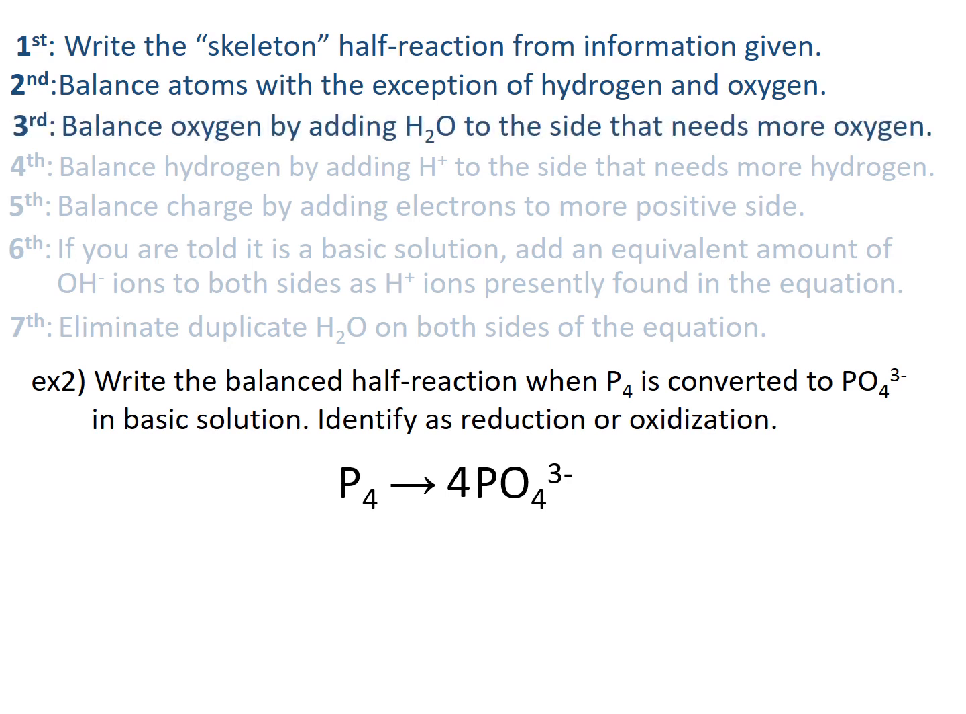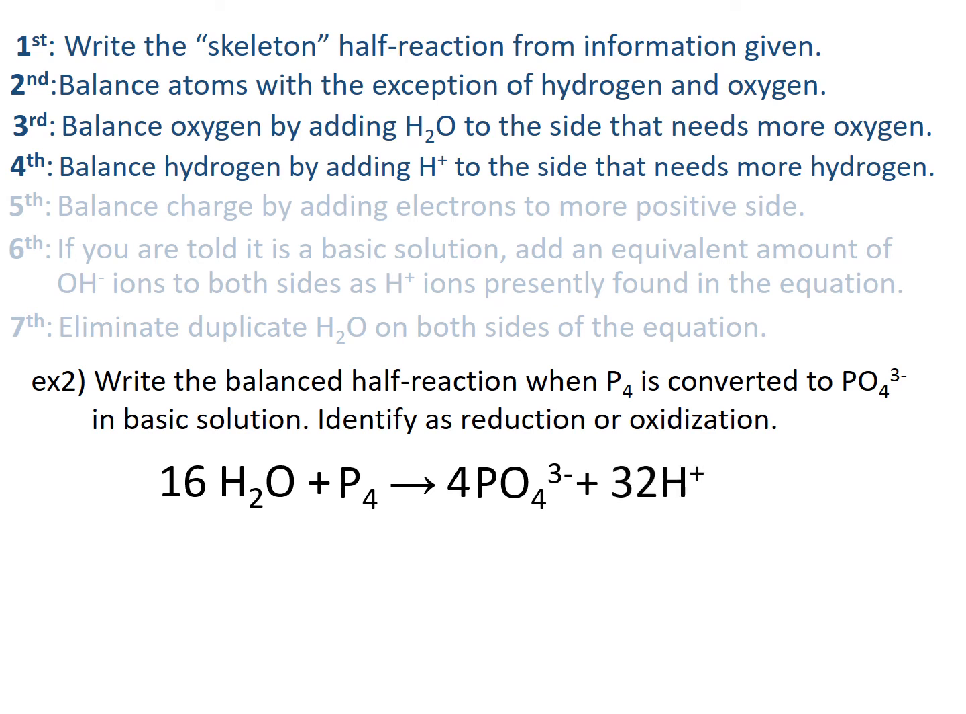Third step, balance oxygen by adding H2O to the side that needs more oxygen. Right now I have 16 oxygens on the right, so I will put 16 waters on the left so that I have 16 O's on either side of the equation. Fourth, balance hydrogen by adding H plus to the side that needs more hydrogen. Right now I have 32 H's on the left and none on the right, so to balance out hydrogens, I will put 32 H pluses on the right-hand side.